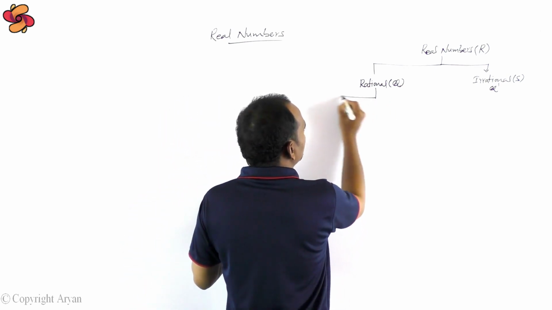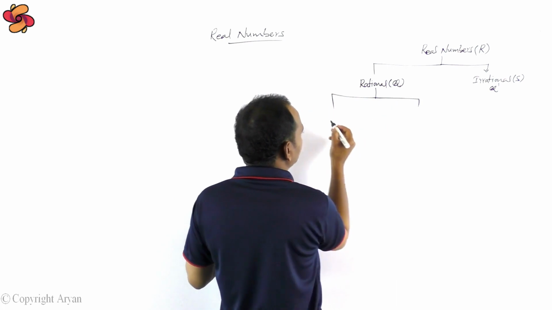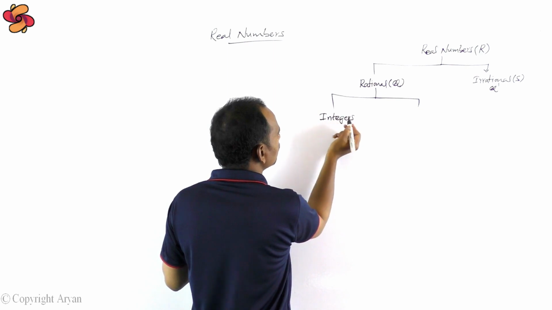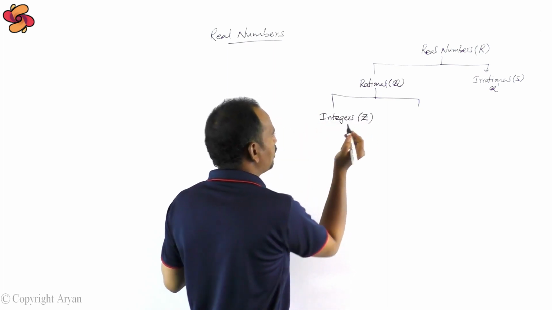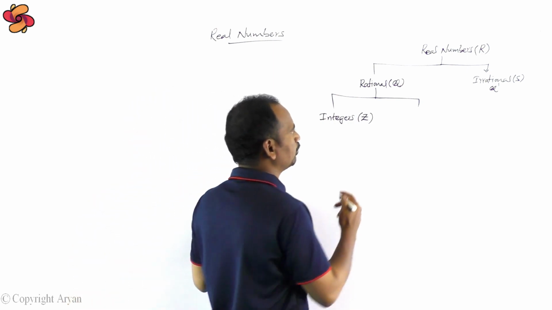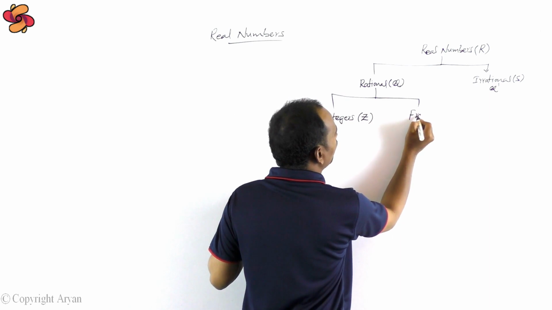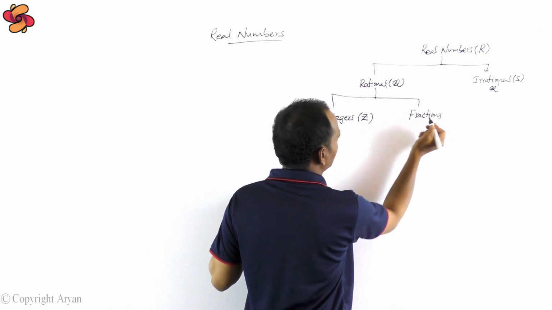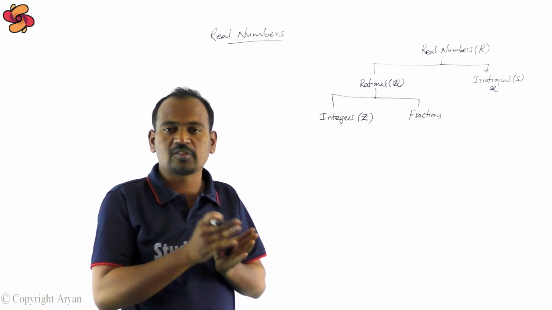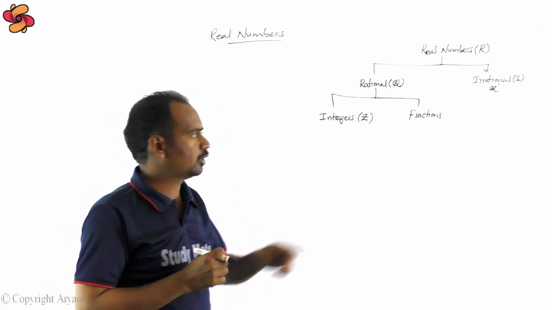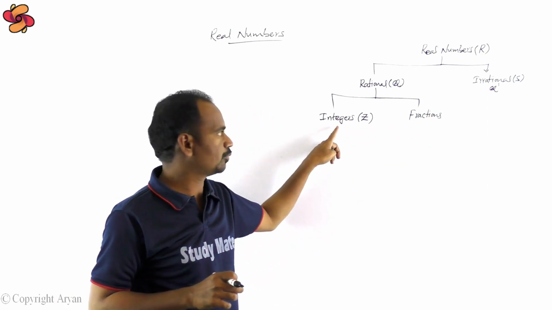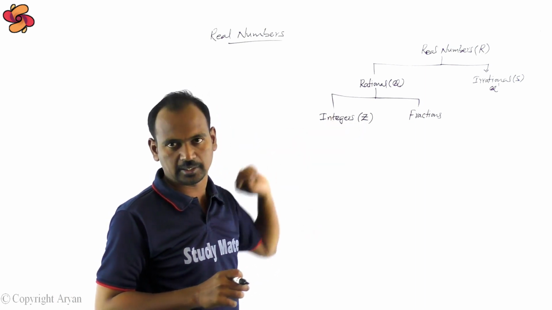Again, this set of rational numbers is divided into integers. The set is denoted by capital Z or I. I also we can use, it is of no problem. And here we may get fractions, the set of fractions. In the set of fractions, we get both the positive fractional numbers as well as the negative fractional numbers. Right? Here we will discuss only positive fractional numbers. And here it is a set of integers. The set of integers is denoted by Z.